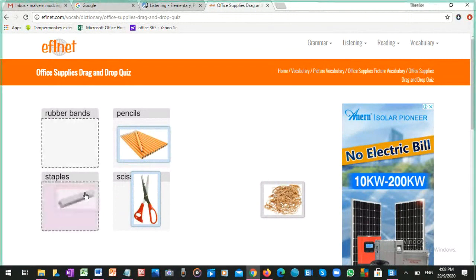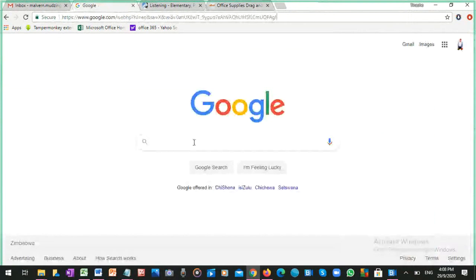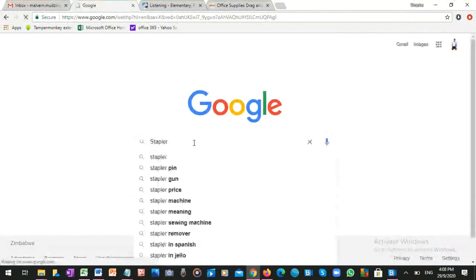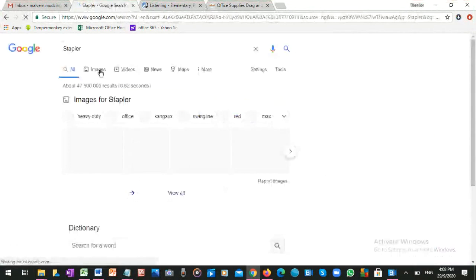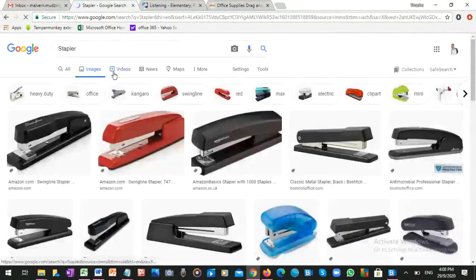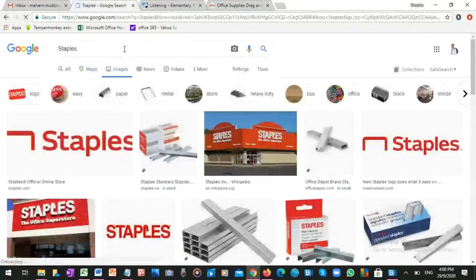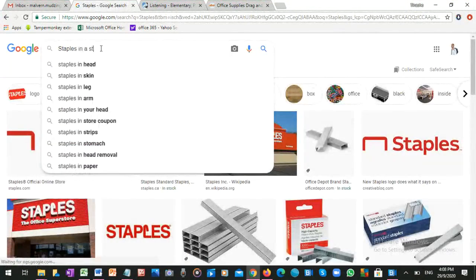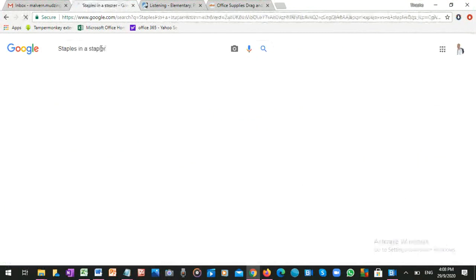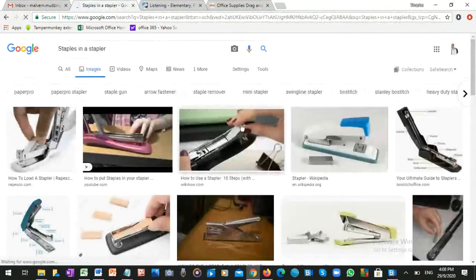Then the next one is staples. Staples. Right, so let's look at stapler. This is a stapler. Can you see? Stapler. Then staples. Right, so these are staples in a stapler. Well done.